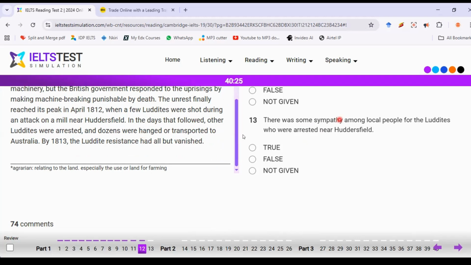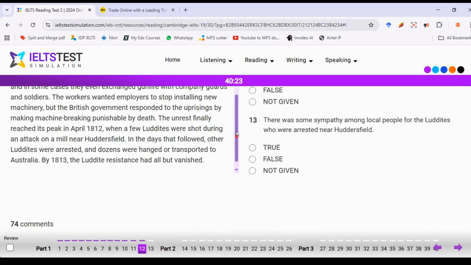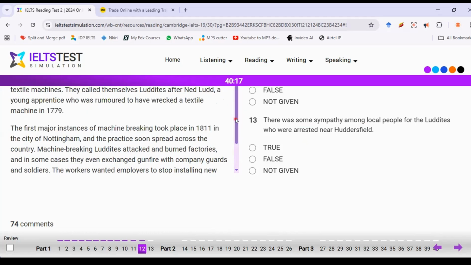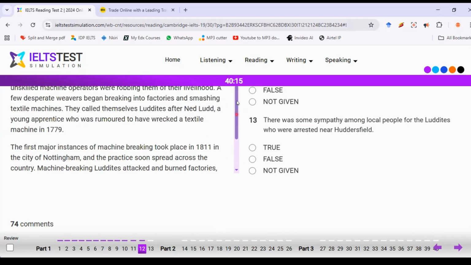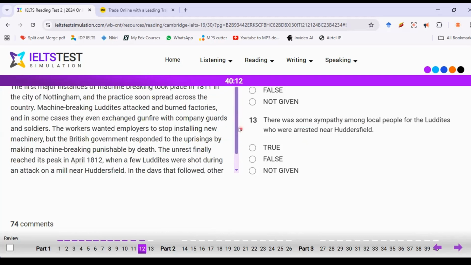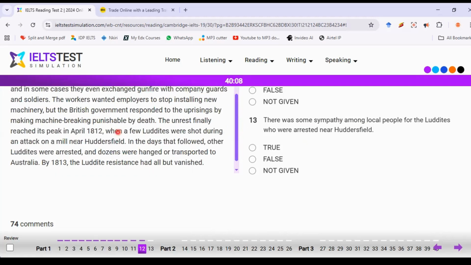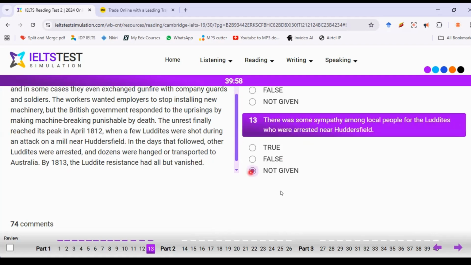This issue of sympathy, I don't know. I can't say anything like sympathy here. Then this says Huddersfield. Where's Huddersfield here? I can see Nottingham here. There's Nottingham here. Okay. A few Luddites were shot in an attack on a mill near Huddersfield. Sympathy. There's nothing like sympathy here. I can't see anything like sympathy here.